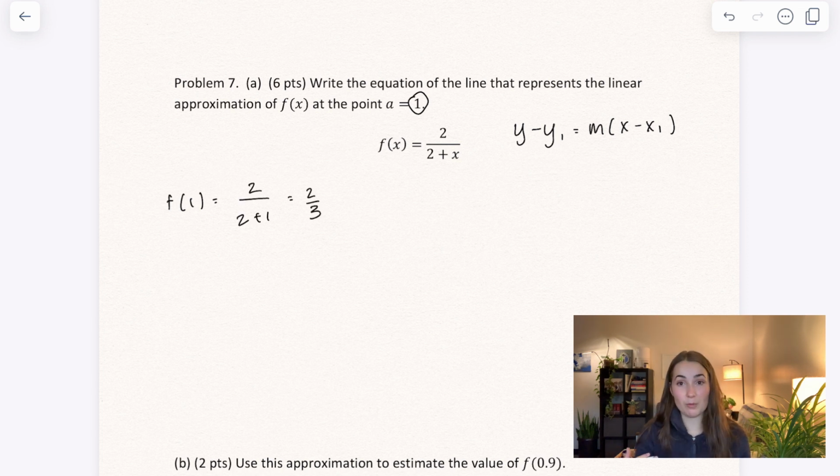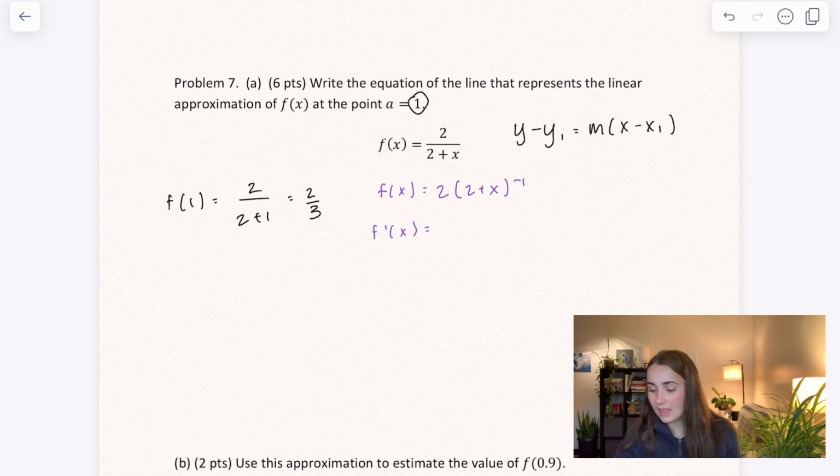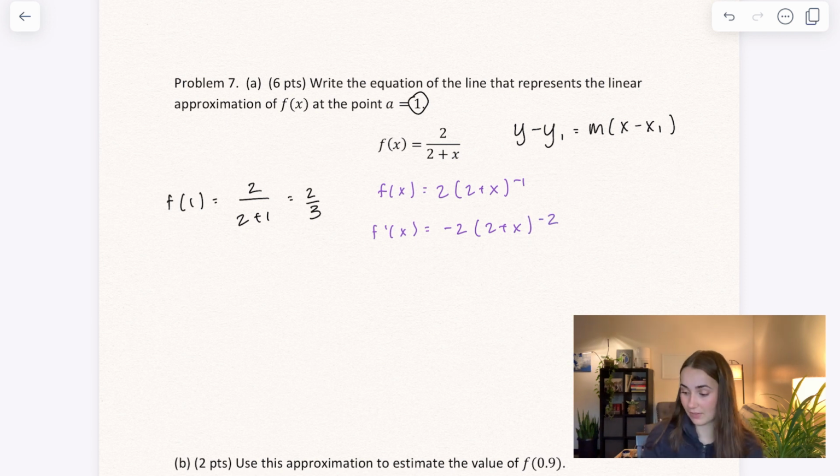Okay, so now we have our y1, and the last step is to find the slope. The slope is going to be by finding the derivative and plugging in that x value. So let's go ahead and find the derivative. I'm going to actually do something kind of sneaky here. If you wanted to do quotient rule, you totally could. Or you could rewrite the function as 2 times (2 plus x) to the power of -1. I bring down that power, so I get -2 times (2 plus x) to the -2, and I would multiply by the derivative of the inside, but the derivative of the inside is just 1. So if you wanted, you could rewrite this as -2 over (2 plus x) to the power of 2.